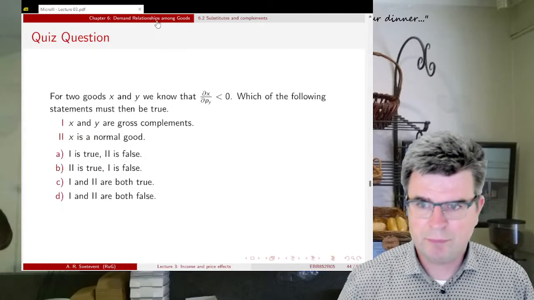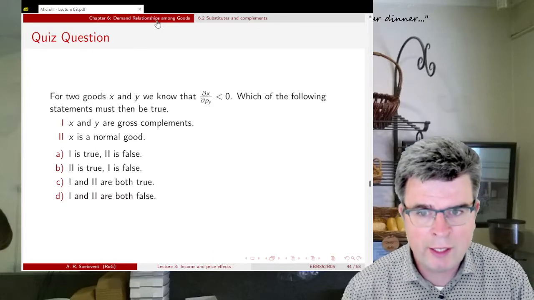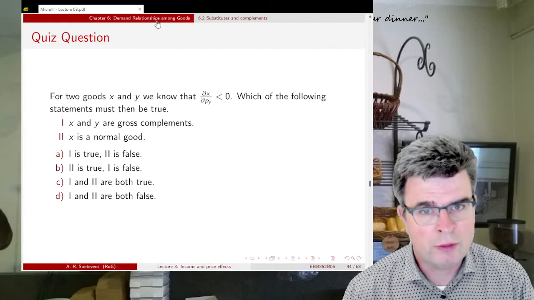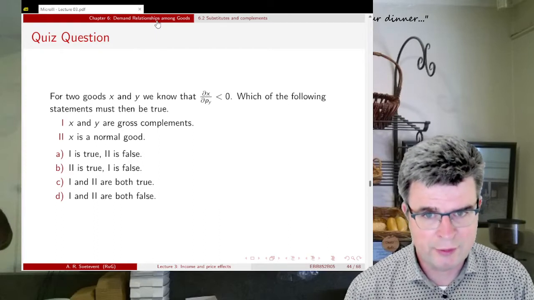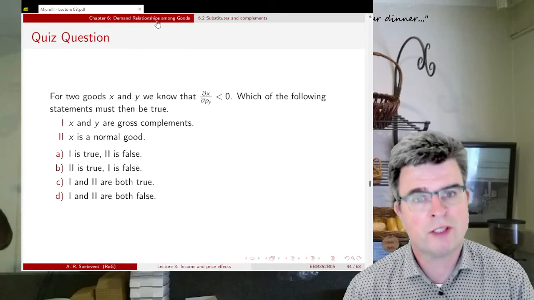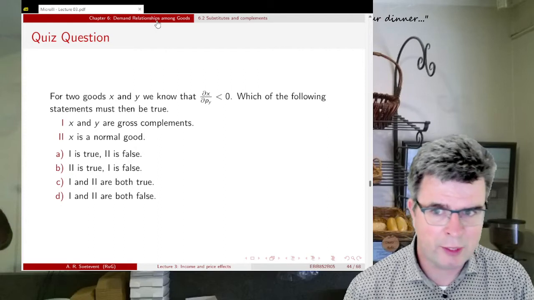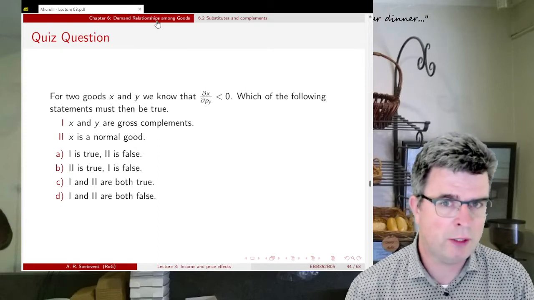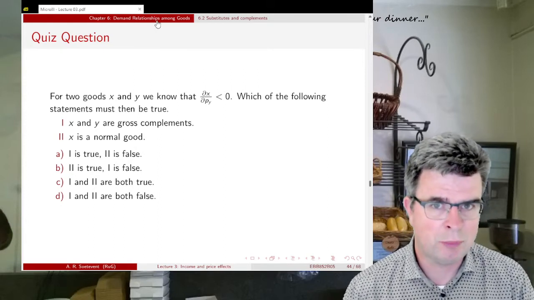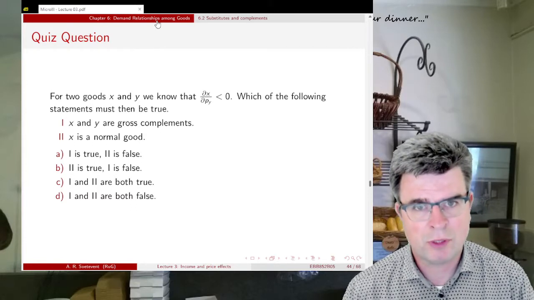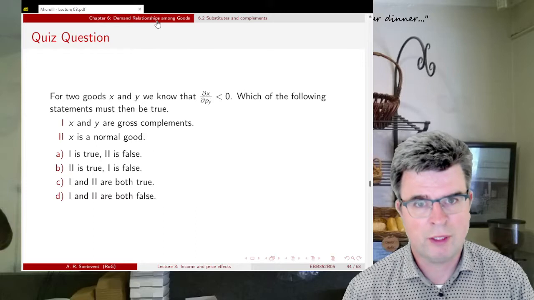So, quiz question. We have two goods X and Y, and we know that the derivative of the demand function of X with respect to the price of good Y is negative. Which of the following statements must be true? 1. X and Y are gross complements, and 2. X is a normal good. Now, four possible answers, and take some time to get to the right answer.